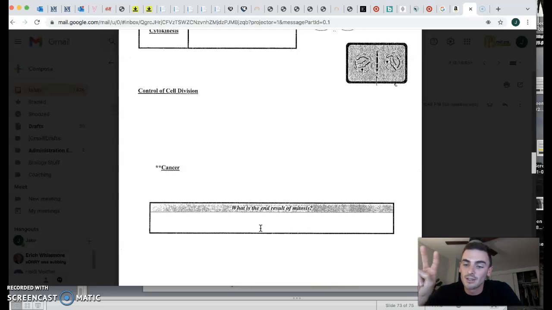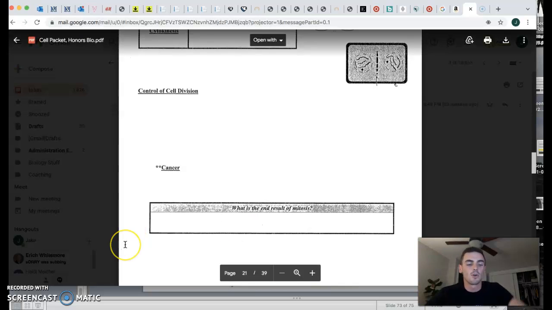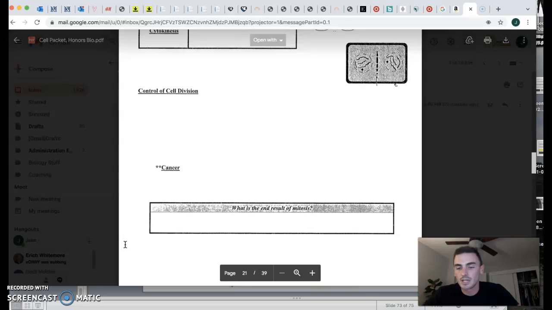Okay? We know that the true end result of mitosis, oh man, I think the baby's crying, is two cells that are identical, and we call those haploid cells because they have two sets, but they're two identical cells.